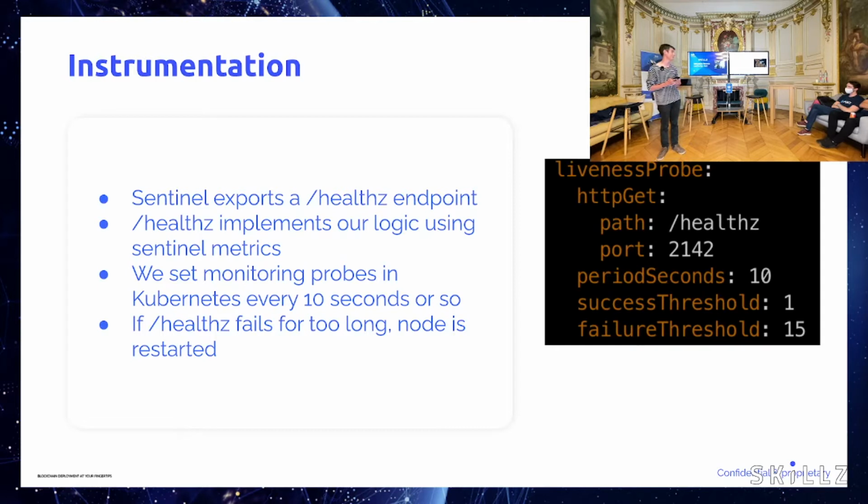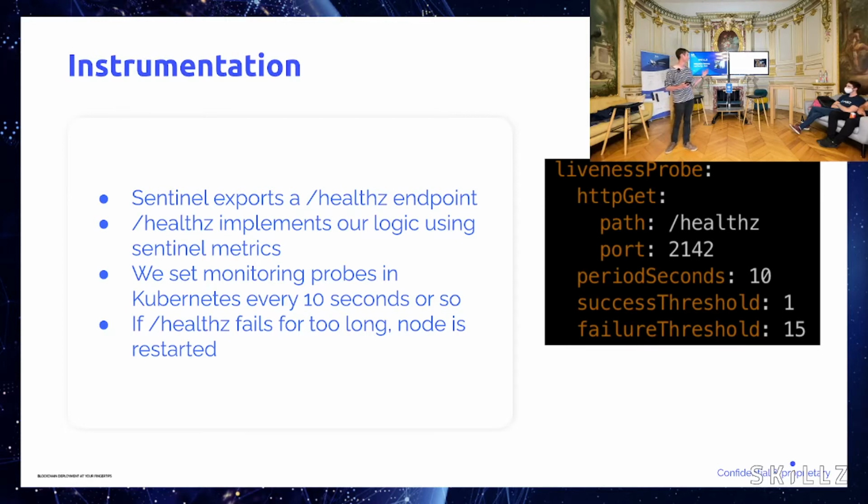And for those who are familiar with Kubernetes, I don't know if there are many people familiar with it here, but the Sentinel, the sidecar process that I was mentioning, is exporting an HTTP endpoint to tell whether or not a validator node is healthy. And you can configure Kubernetes to poke this endpoint every now and then. Depending on the return value, it's going to take an action, and the action can be to restart the node. This is how we basically detect late nodes.